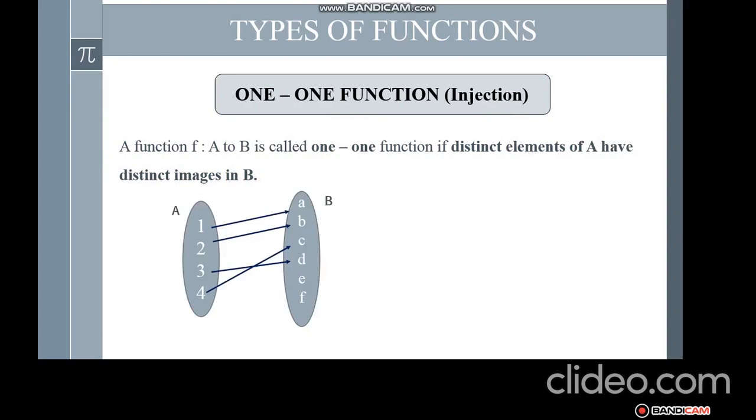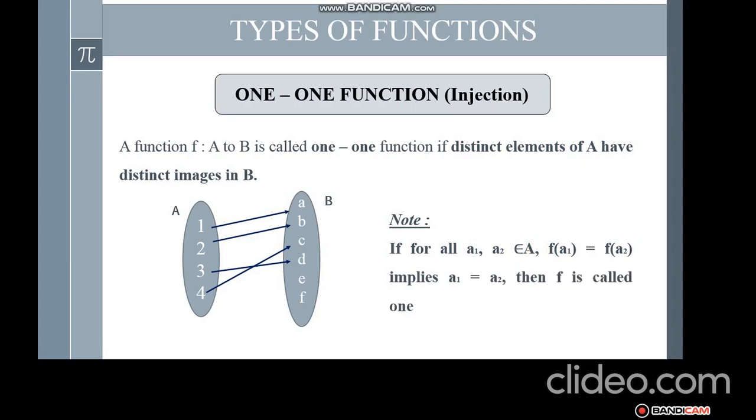Here the example is: 1 has image A, 2 has image B, 3 has image D, and 4 has image C. So every element in A has a different image in B, so it is said to be one-one function. Note that if for all a1, a2 belonging to A, f of a1 equal to f of a2 implies a1 equal to a2, then f is called one-one function.